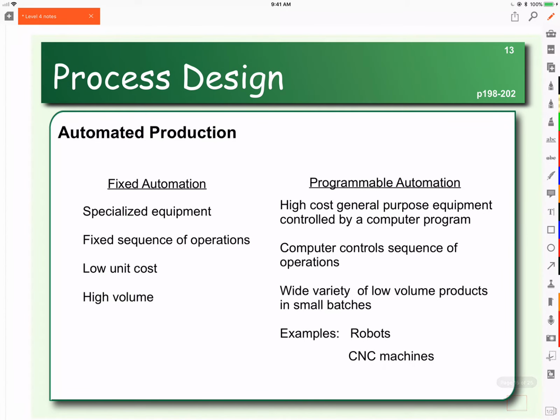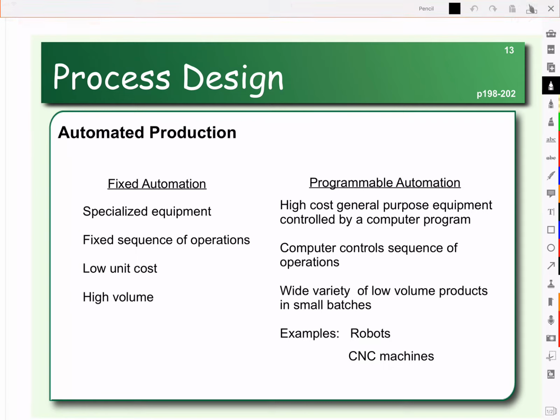Well, when it comes to different types of automation, there are generally 3 types. The first is what is called fixed automation. Fixed automation is where you have specially built equipment. It does a particular role, and everything happens in a fixed sequence of operations. So the equipment does one thing in the process. In this case, we're going to have a big fixed cost. We're going to produce a large quantity, and so we're going to lower the per unit cost.